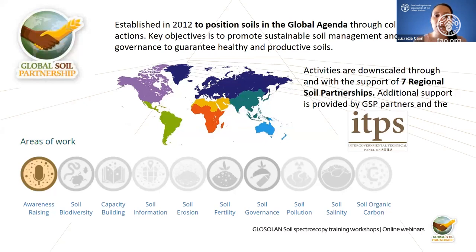Our key objective is to promote sustainable soil management and improve soil governance to guarantee healthy and productive soil. How do we do this? All activities are downscaled through and with the support of 7 regional soil partnerships, and additional support is provided by GSP partners and the Intergovernmental Technical Panel on Soil, our highest body of technical experts on soil. Our work is currently organized in the thematic areas you see on screen. In addition, we have technical networks like the one on laboratories, GLOSOLAN, the one on black soils, the IMDS, the one on fertilizers, INFA, and many others that help us implement topic-specific activities.